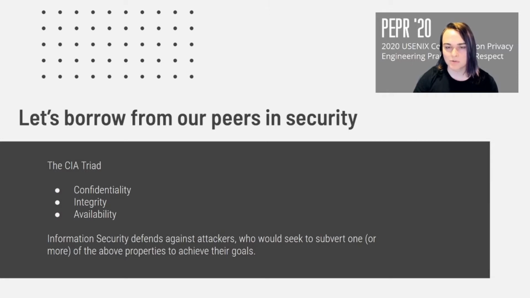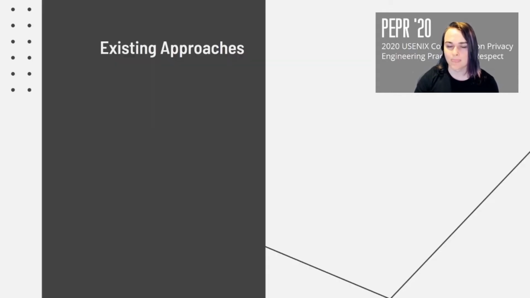And having these different properties has been really helpful in having more nuanced risk discussions and analysis rather than just saying something is secure or not secure. So great, but what does it mean to be private or not private? Well, there's a bunch of different approaches to this depending on where you're coming from. You can jump into data protection concepts like collection, processing, transparency, consent, and control.